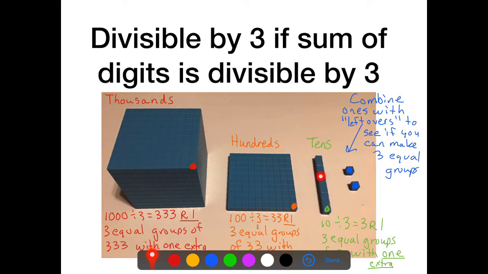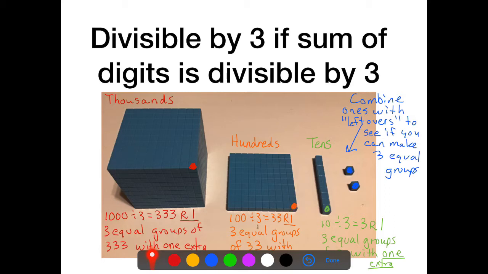Each 10 can be broken into 3 equal groups of 3 with 1 left over. Then I have all my singles. So I know that each place value comes close to having equal groups of 3, but every 1,000 will contribute 1 left over. If I have 2,000s, I'll have 2 left over. If I have 500s, I'll have 5 left over.